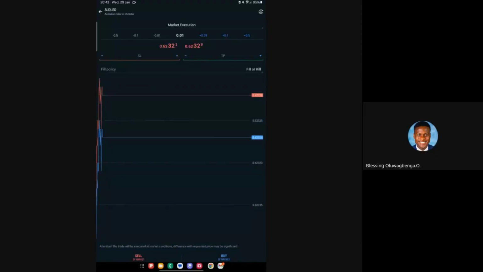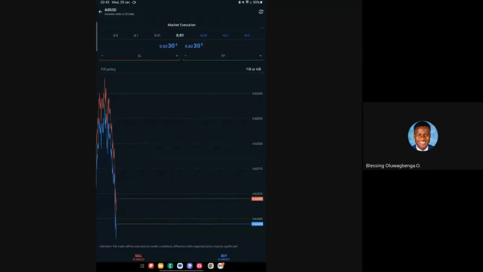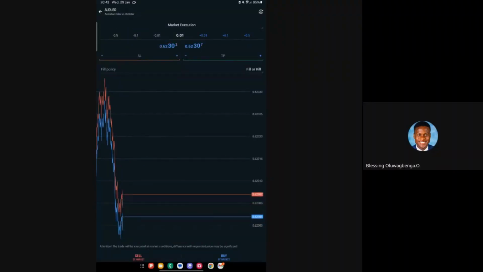So this is the platform for placing your trade. You can see AUD USD, that's Australian dollar versus US dollar. You can see market execution. Let me explain market execution. Market execution means that I want to enter the market at the current price of the market right now. So you can see the current price of the market, 0.6230. So if I'm using market execution, it means I want to enter the market at the current price of the market right now.